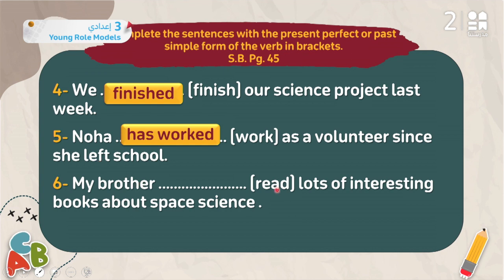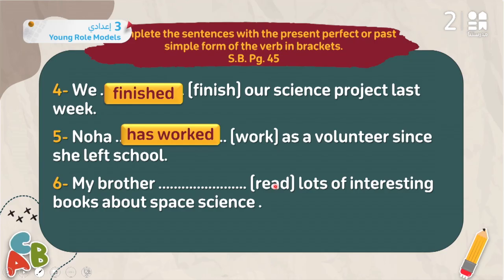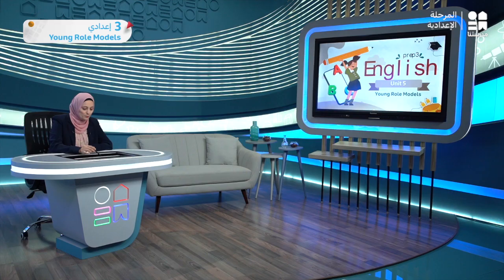My brother read lots of interesting books about space science. I have read. I don't have, like, no time is mentioned. مش عندي وقت محدد موجود في الجملة. ففي الحالة دي أنا بتكلم على experience, past experience، تجربة عملتها أو أخوي عملها without mentioning the time، بدون ما أحدد الوقت. So in this case my brother has read. كده هستخدم present perfect وبتبقى read. It's written as the same but pronounced as read.